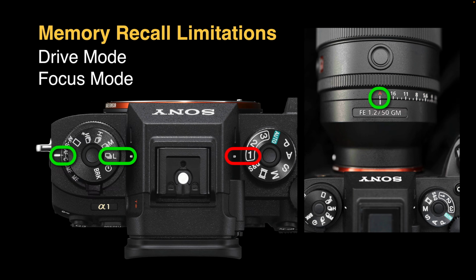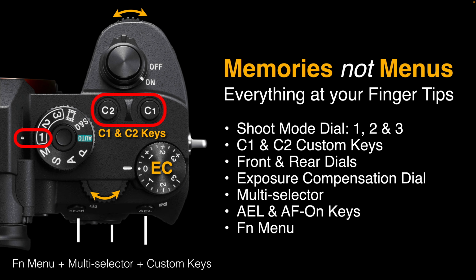You'll also need to double check that you've turned your aperture ring on the lens to A, so the memory recall can override what is the aperture on the lens itself. Now when I am shooting, as I said, I rarely if ever go into the main menus because I have everything at my fingertips basically.